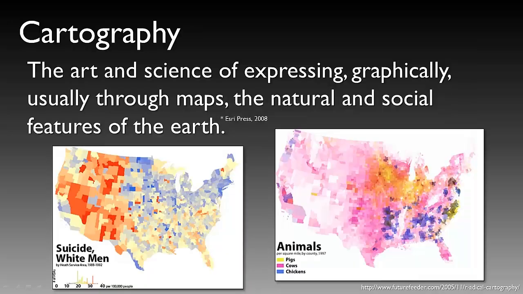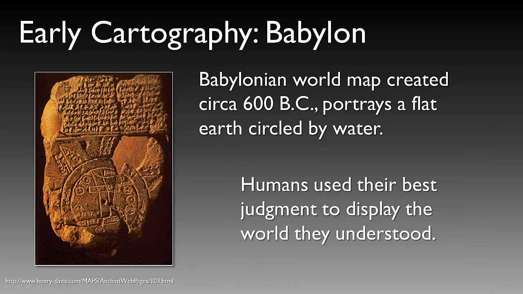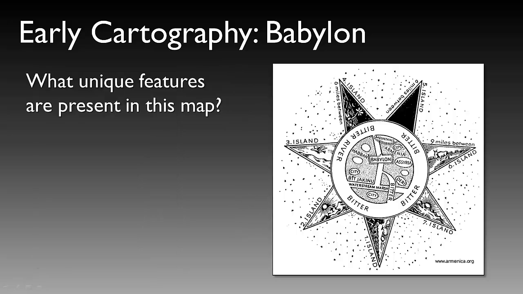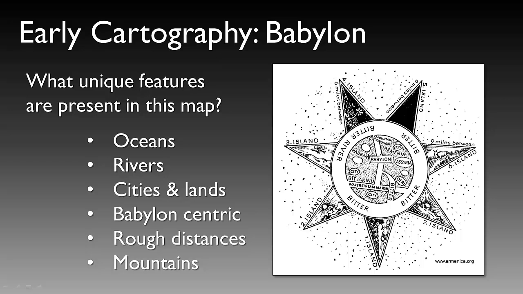One of the most basic and useful elements of GIS is being able to use the art and science of cartography to display information about the natural and social features of the Earth. Early cartography showed that humans used their best judgment to display the world they understood. Looking at some other maps, every map that's created has a number of unique features. Some of the unique features presented on this map, if you look closely, are oceans, rivers, cities and lands. Note that Babylon is the centric feature, rough distances, and also mountains.